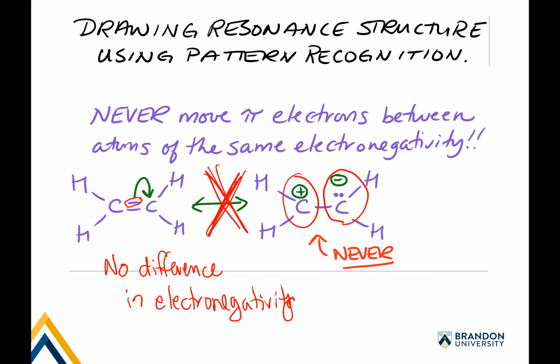This would be the most common mistake in organic chemistry because we're dealing with carbon all the time. So don't make this error. If you've got carbon, say, bonded to a nitrogen, sure, nitrogen's more electronegative than carbon, so you can move those electrons there. But atoms with the same electronegativity, don't do that.